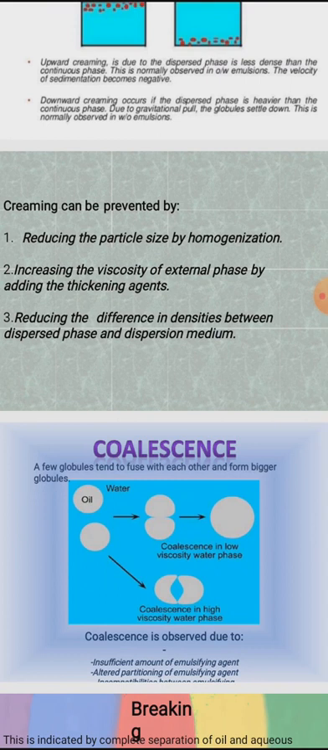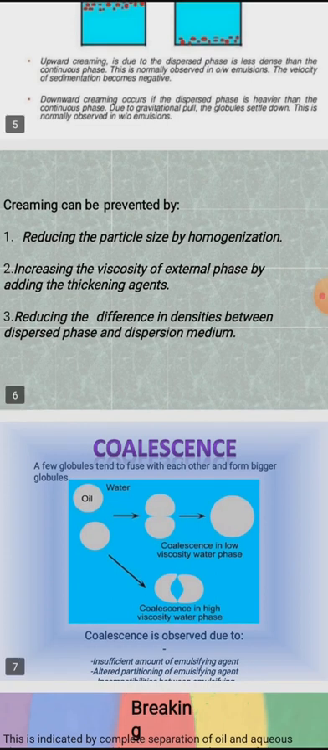And the third method is reducing the difference in density between the dispersed phase and the dispersion medium. In general, the density of the aqueous phase is higher than the oil phase. So to make the density equal, an oil-soluble substance, for example beta-bromonaphthalene or bromoform, can be added to the oil phase. If we add this substance, the density of the oil phase will increase. This technique is rarely used in practice. So this is all about creaming.